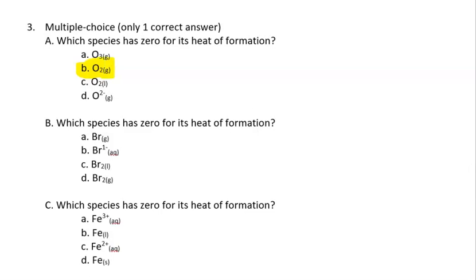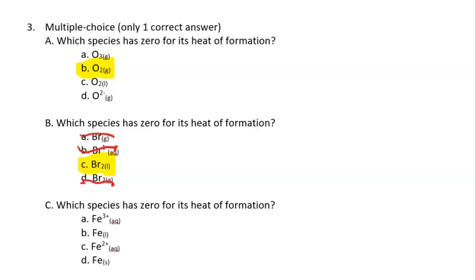So phases have to be important. As you know, there's an energy change with the phase change, so you have to have the correct phase. All right, B, which one has 0 heat of formation? Well, that would be elemental bromine. By the way, elemental bromine is a liquid at room temperature. It's not a gas, it's not an ion, and it's not monoatomic. So it has to be C.